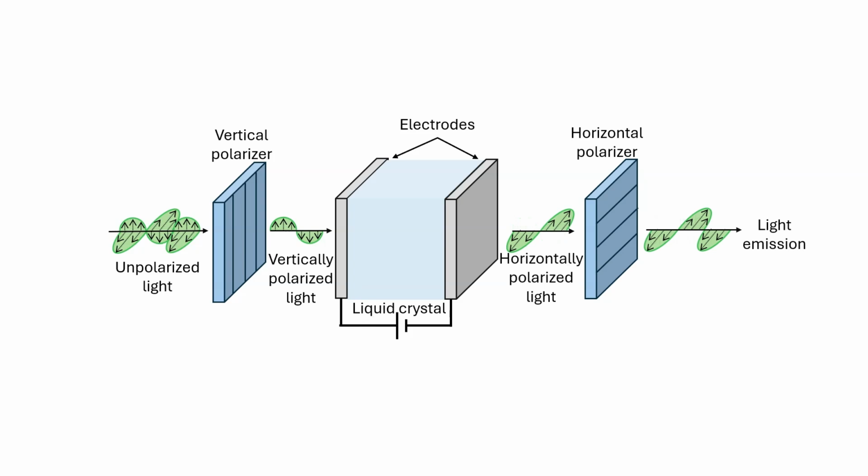However, when current is applied to the liquid crystal, we can induce a 90-degree polarization rotation if the maximum amount of current is produced. Now, the horizontally polarized light can pass through the horizontal polarizer and emit light for us to see.